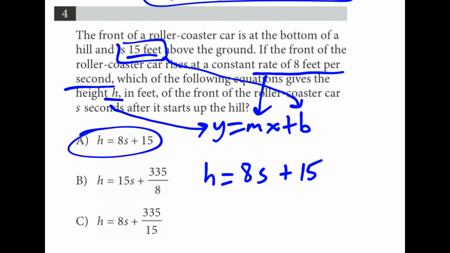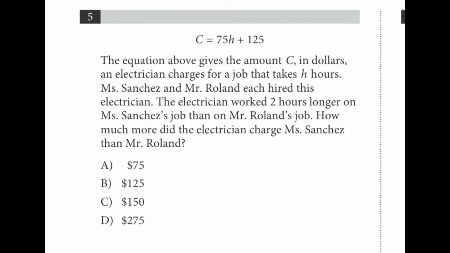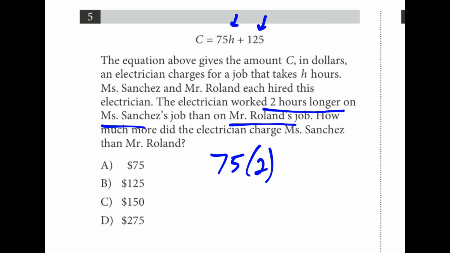There's a variety of vocabulary you will see to identify the slope. Per is a good one, each, every, rate. Look for words like that. So number 5, we see this $75 per hour plus a flat fee of $125. So if the electrician worked 2 hours longer on Miss Sanchez's than Mr. Rowland's job, how much more do they charge? Well, 2 additional hours would be 75 times 2, which is 150. C.